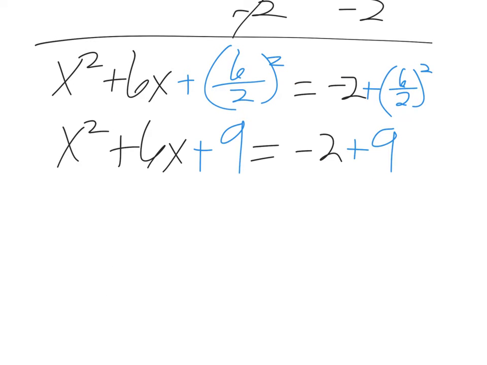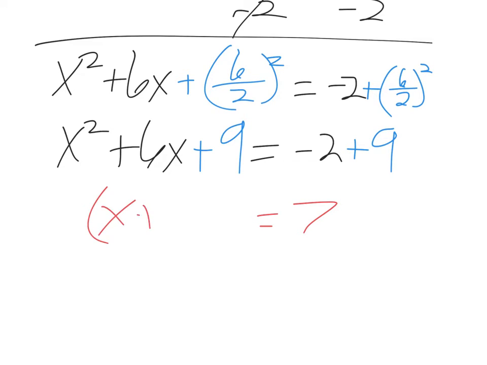Once you do that, you can just combine the two terms on the right. Negative 2 plus 9 is 7, and then factor the terms on the left. x squared plus 6x plus 9. What are the factors of 9 that add up to 6? That's 3 and 3. So you're going to write down (x plus 3) squared.